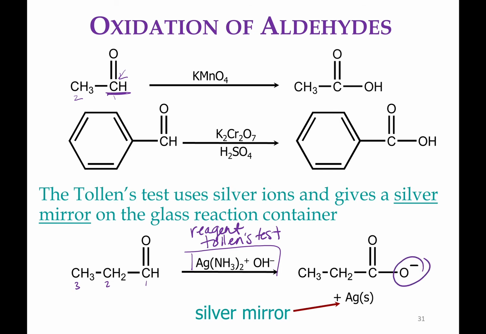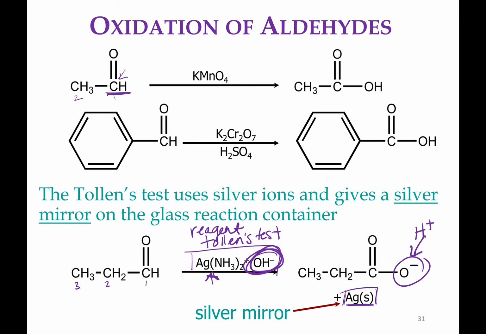So in this case, we have a basic solution. And in a basic solution, we don't have extra hydrogen ions around to protonate that. So it's going to be deprotonated. So it's actually going to be an ion, and the silver mirror is going to be the silver solid that's produced from this reaction. So this is where the silver comes from, is from this reagent here. So you would see a silver mirror produced.